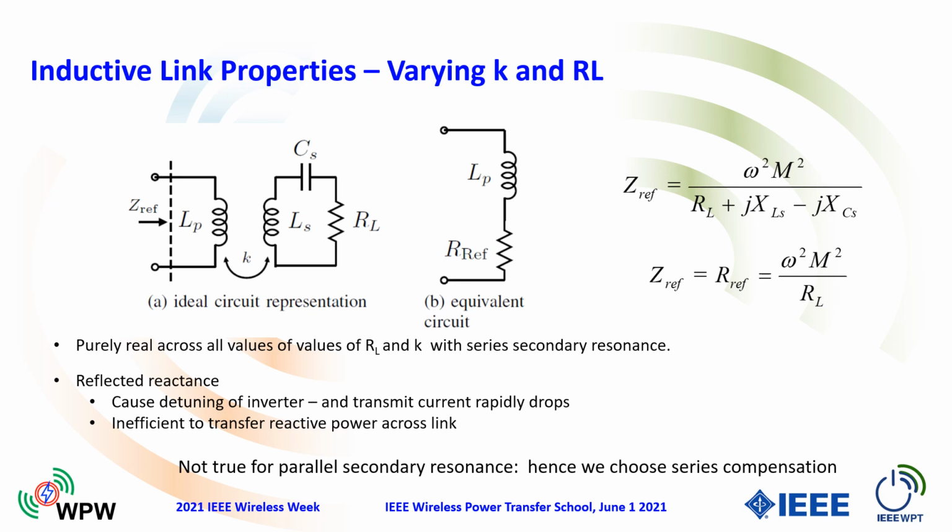In other words, I can tune a secondary resonance system. I can change the value of load resistance to change how much power flows through the system, and changing RL does not detune the primary by reflecting more reactance. It only reflects a resistance. And for that reason, we tend to use series tuning in most of our work at high frequency.